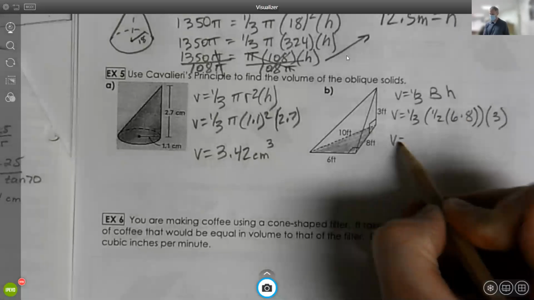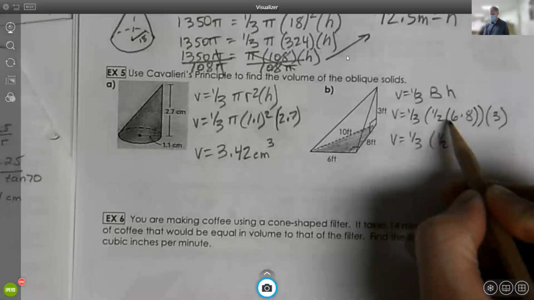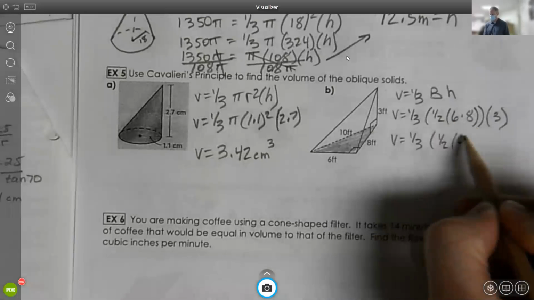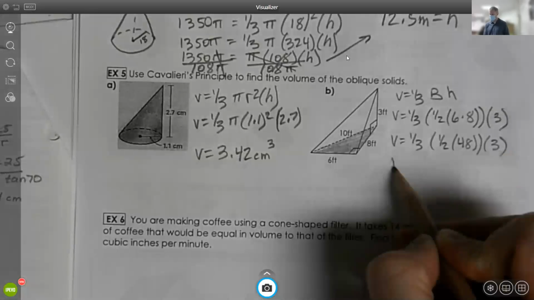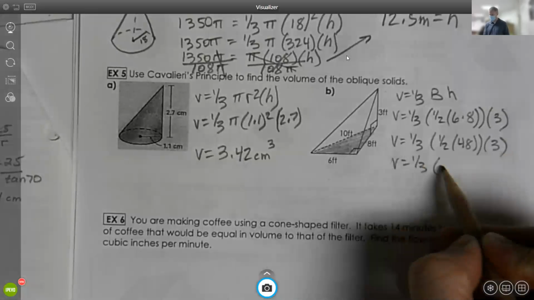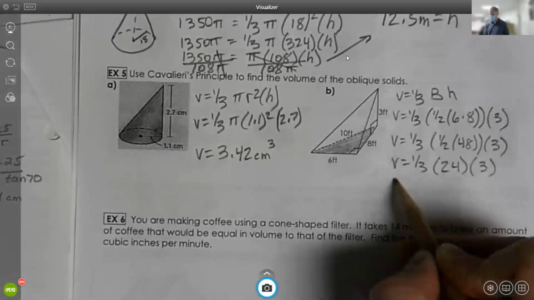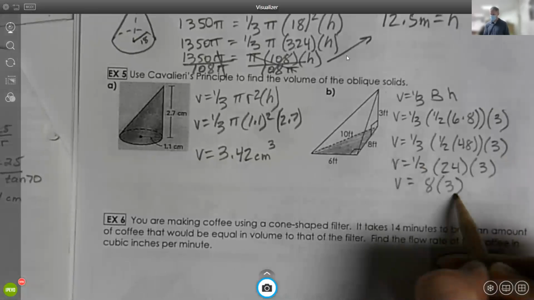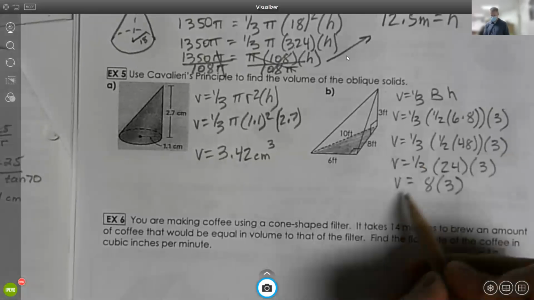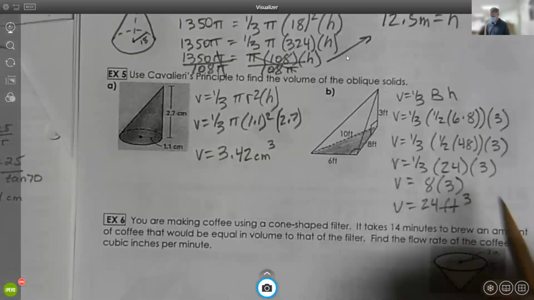You could type that whole thing into your calculator if you wanted to, but 6 times 8 is 48. You can take half of that 48 to get 24. You can take 1/3 of that 24, and that is 8. So your volume is going to be 24 feet cubed.